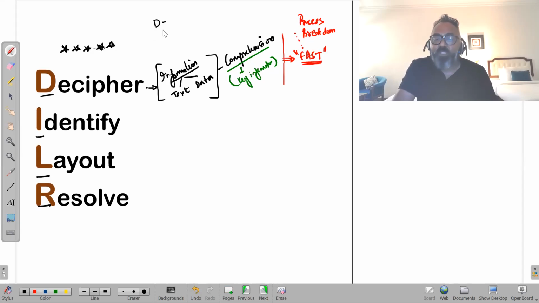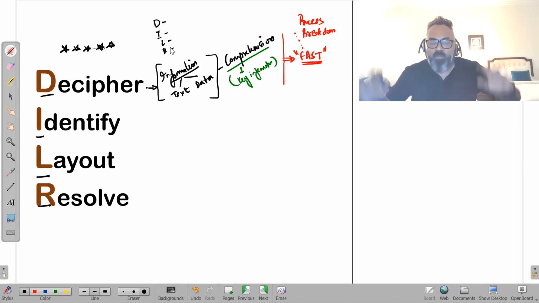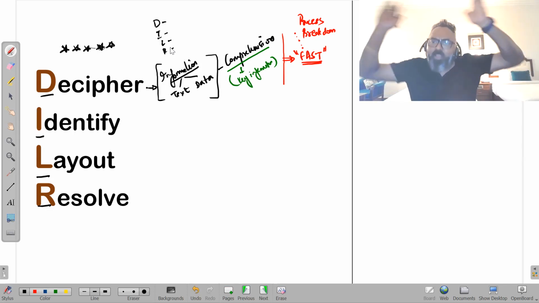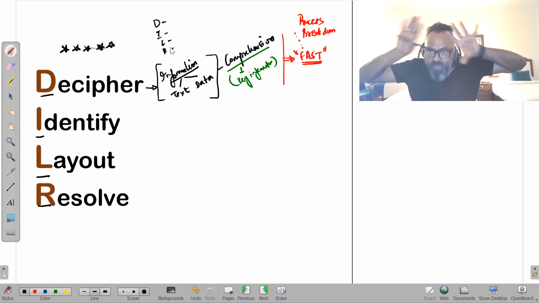The D step, how many stars? I step, how many stars? L step, what is your star? And R step, what is your star? 3 stars, 2 stars, 5 stars, or 5 stars is amazing. Okay. So decipher. Okay, that is step number one.